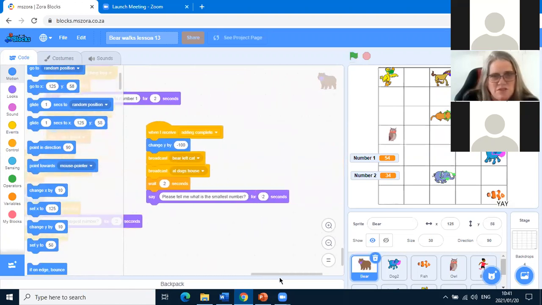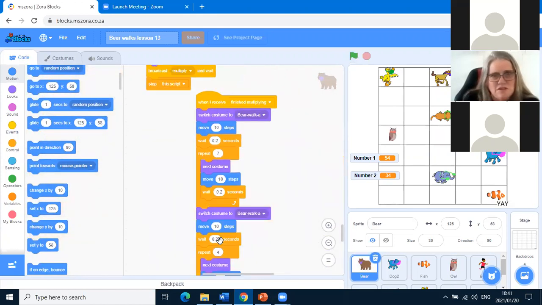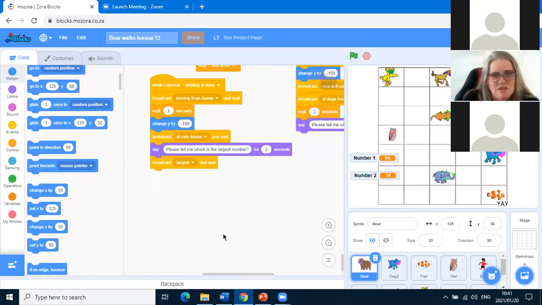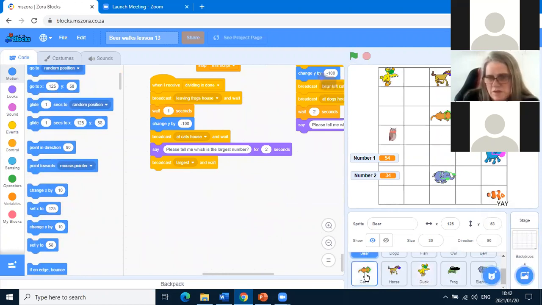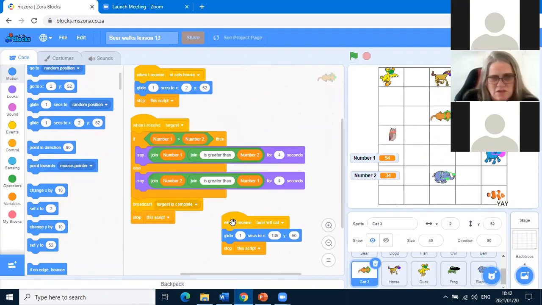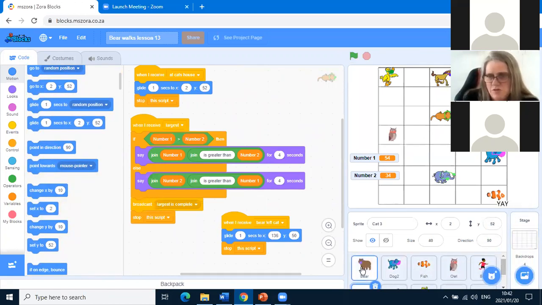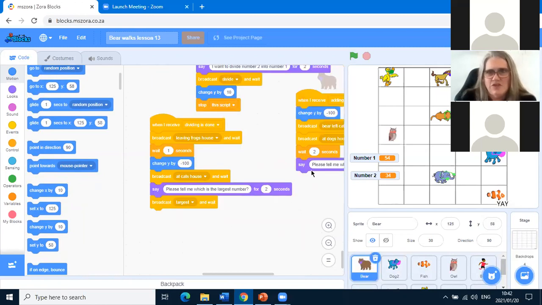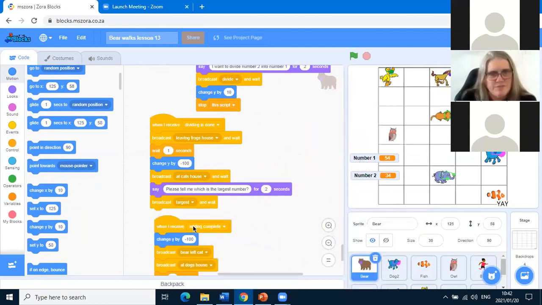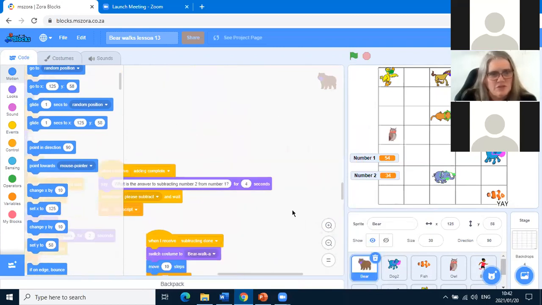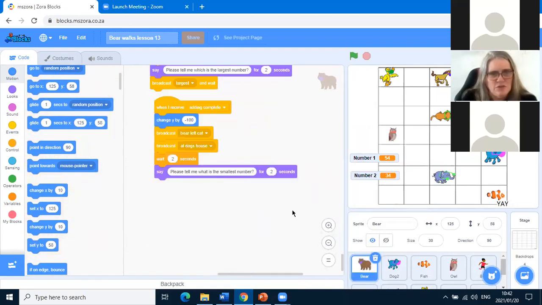When bear receives that the largest is complete, does cat actually send a message that getting the largest number is complete? Well, we haven't done that code yet, have we? Yes, cat. He is broadcasting that largest is complete, but we did not respond with bear saying, okay, the largest is complete. Now what must I do? What is bear going to do when the largest is complete? He's going to go down this way to the dog.